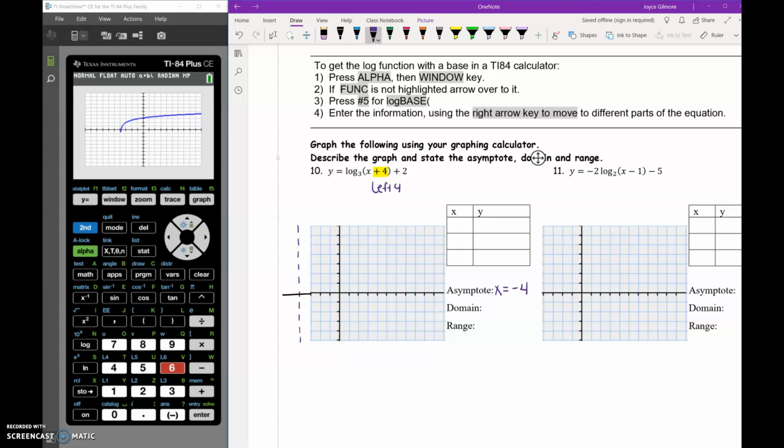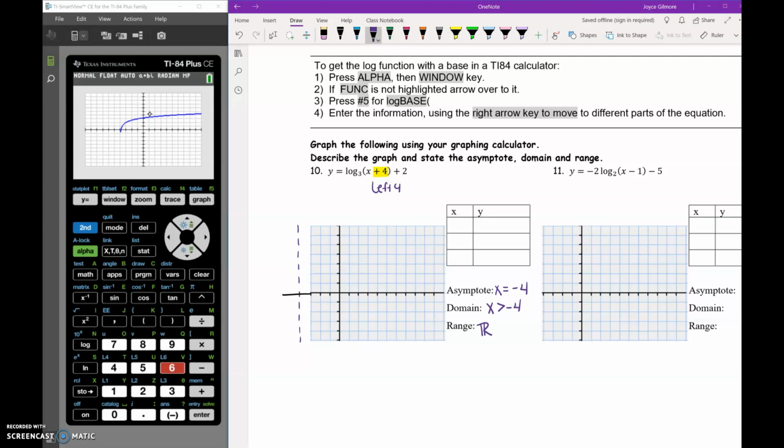This graph is also going to move up 2, but that doesn't affect the domain or the range. The domain is tied to the asymptote. I don't see any negatives in here, and when I look at this graph, it's on the right side of the asymptote. So x is greater than -4. And then the hardest part, your range: all real numbers.